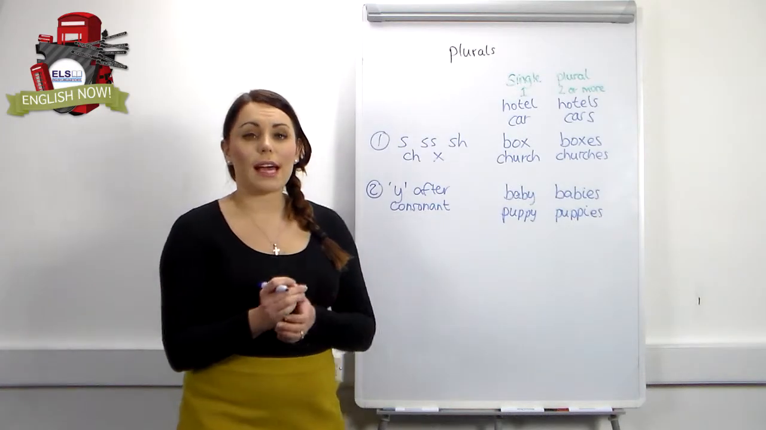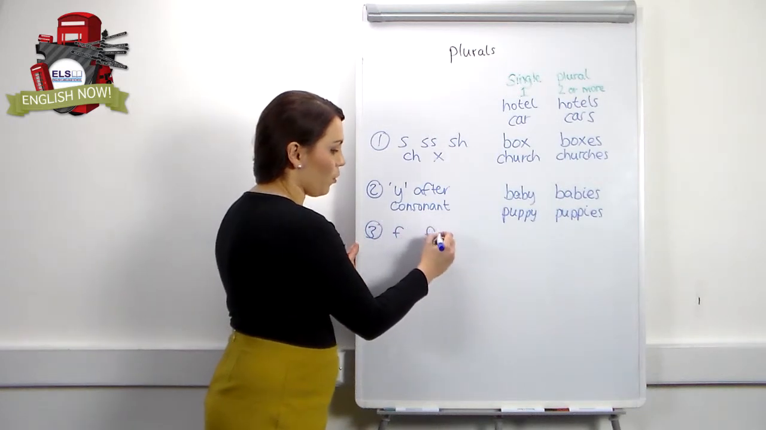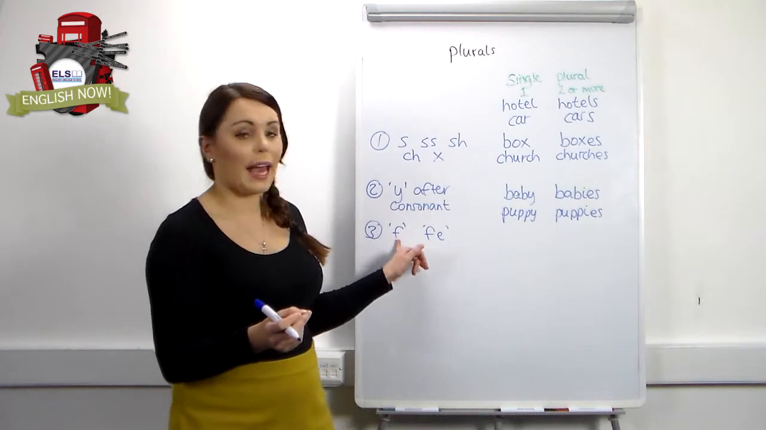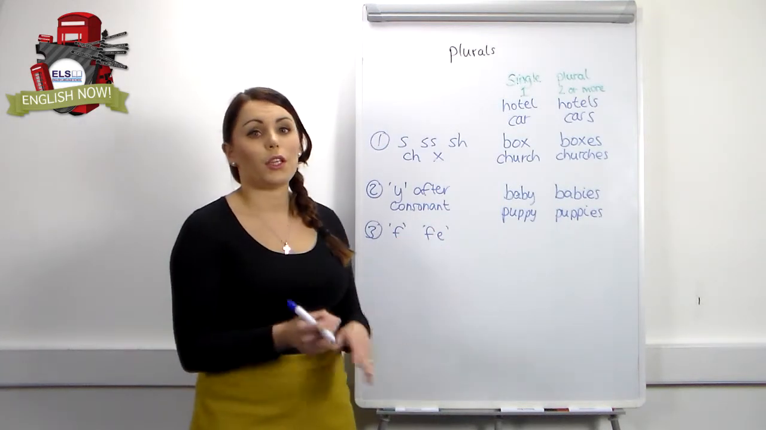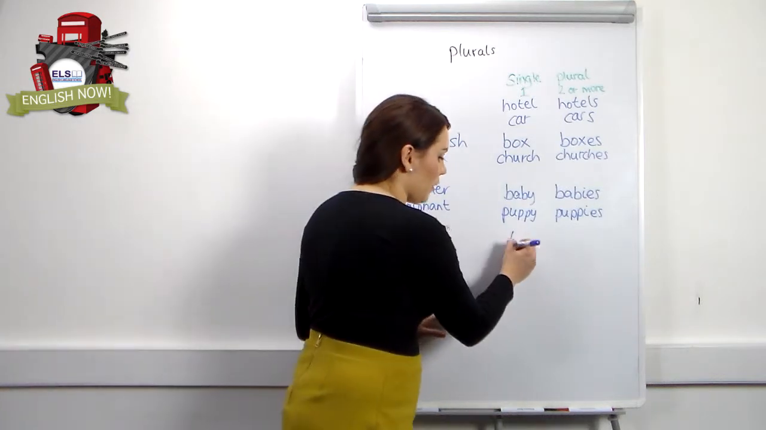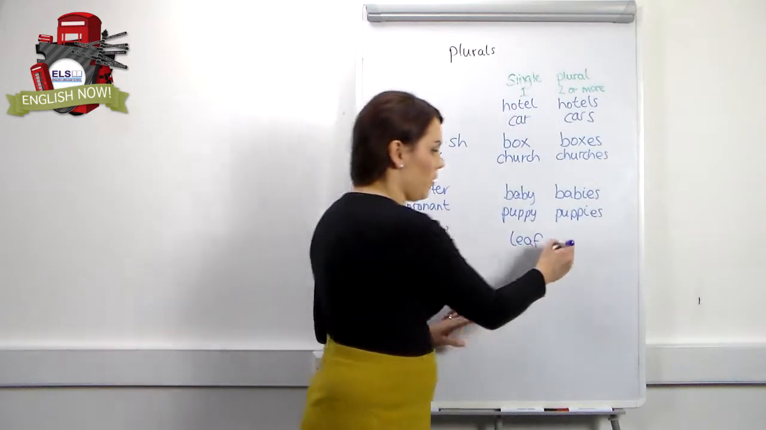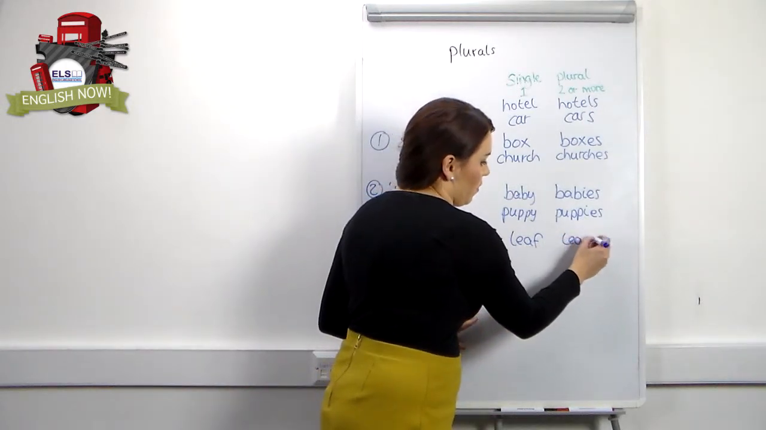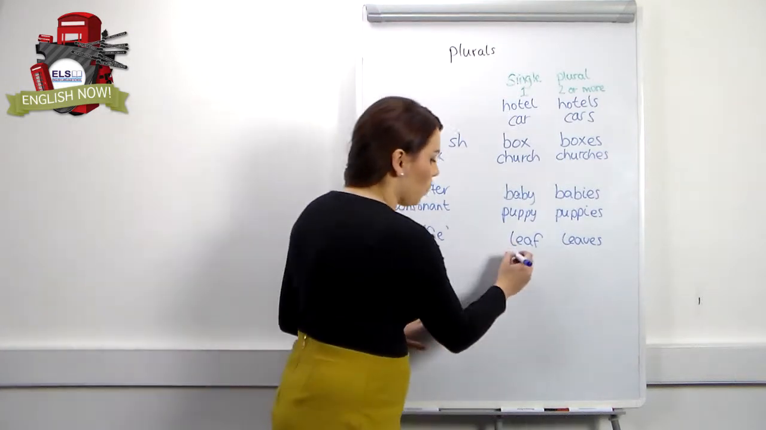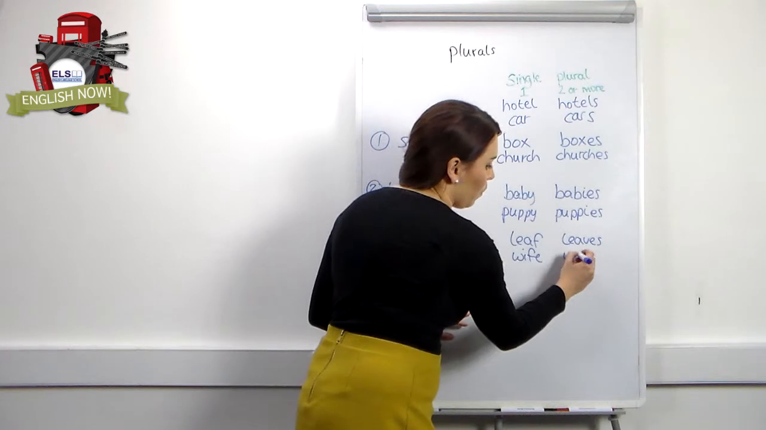If the noun ends in the letter f or fe, we change the f or the fe to a v and then add es. For example, one leaf, two leaves. One wife, three wives.